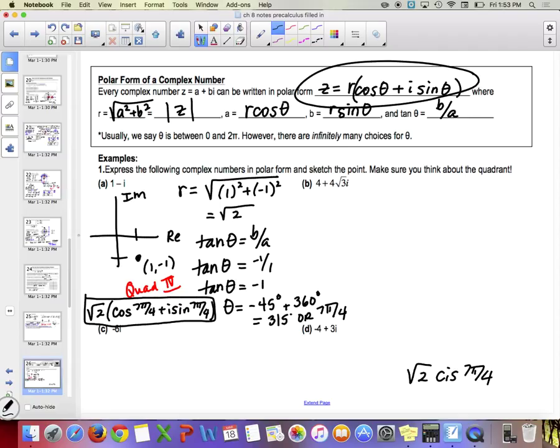The last one is the polar form? Yeah, they're both polar form. You can shortcut it. This cis stands for cosine theta plus i sine theta. So we just shortcut it sometimes.